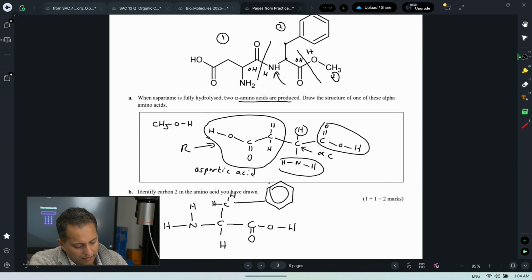CH2 benzene. Now, if you look at the data booklet, I think this is an alpha amino acid as well, but I'm pretty sure this is phenylalanine or something. It's like a phenyl group. Or am I making a mistake somewhere? Where's the amino acid? Go and find the amino acid.